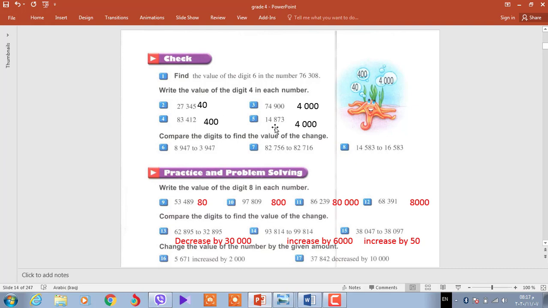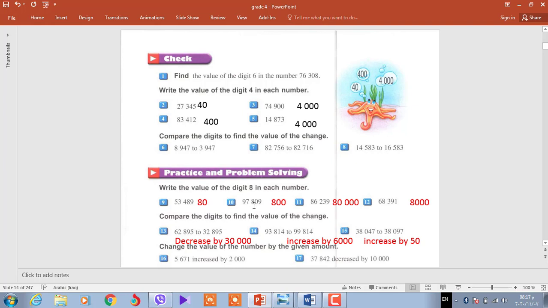Practice 5 also we have 4,000 because we have ones, tens, hundreds, thousands. So we have 4,000, dear student. Write the value of the digit 8 in each number. We have 8. In practice 9 we have 8 in the tens place. So we have 80, dear student. We have ones, tens. So we have 80.